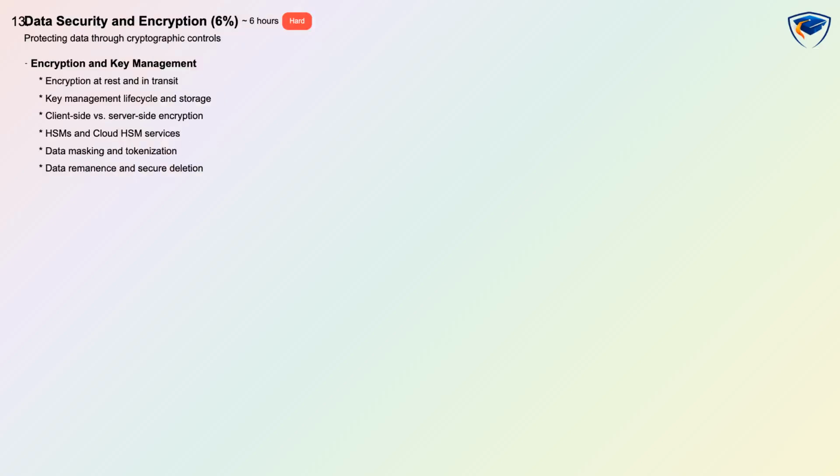Data security and encryption is 6%, hard difficulty, estimated at 6 hours, with conceptual and scenario assessment. Topics include encryption at rest and in transit, key management life cycle, client-side versus server-side encryption, use of HSMs and cloud HSM services, and data masking and tokenization. The domain also covers data remnants and secure deletion strategies to protect persistent and replicated data.